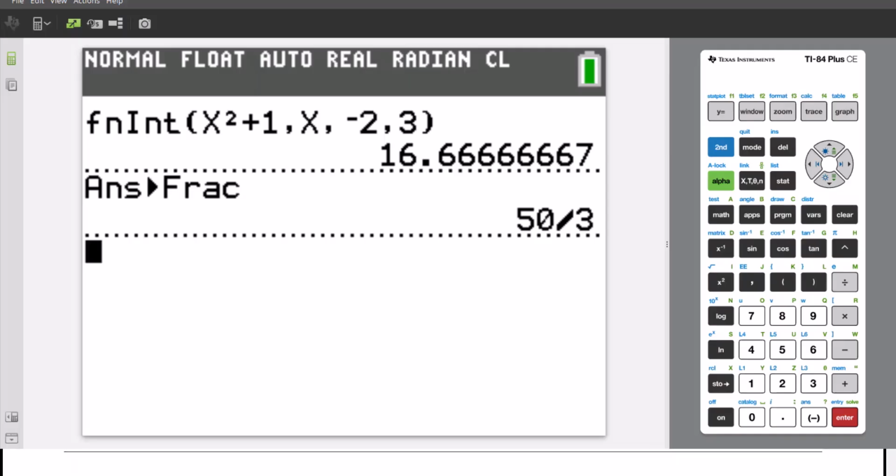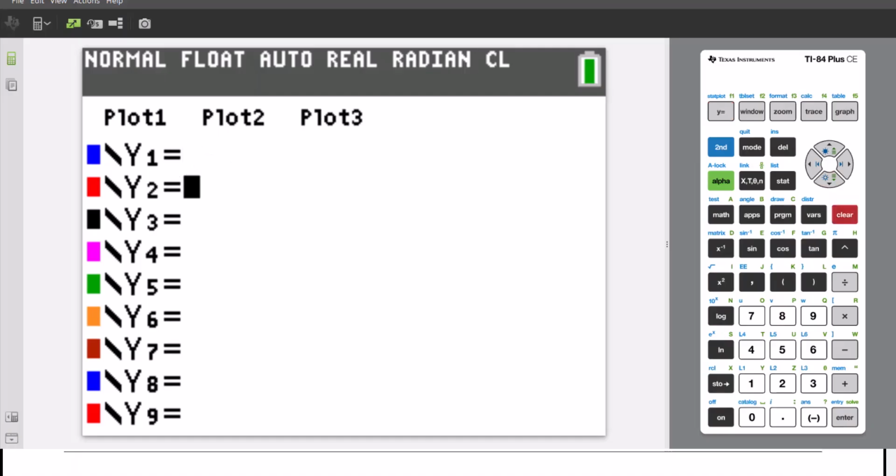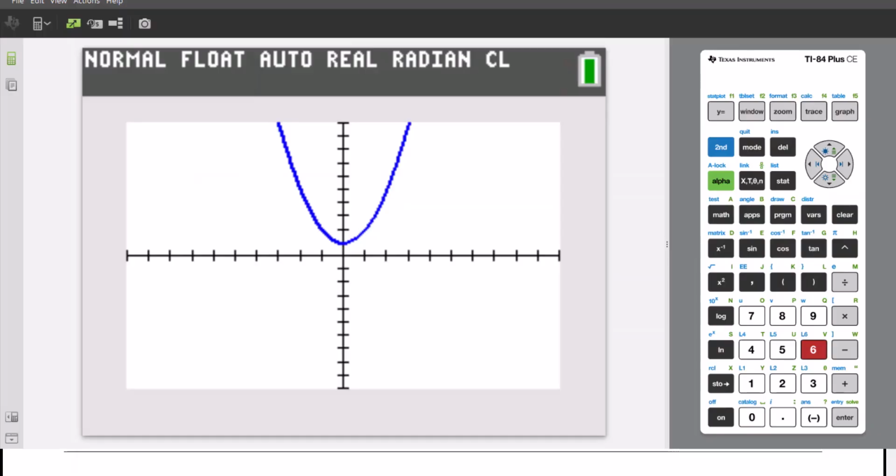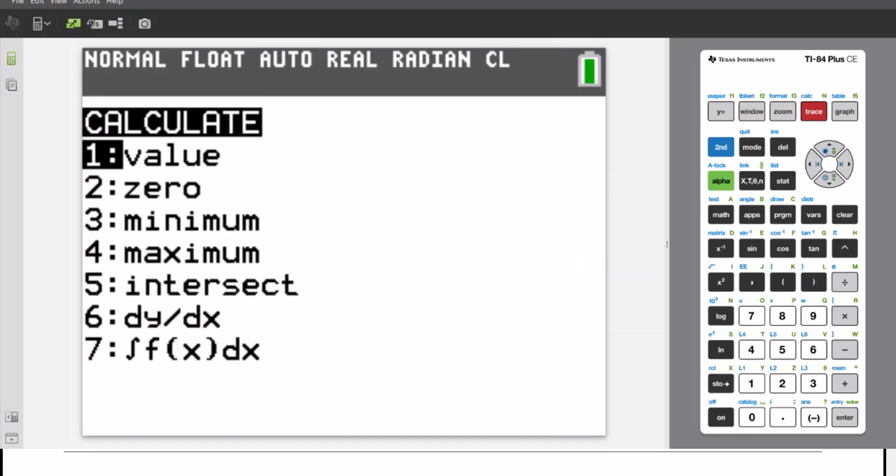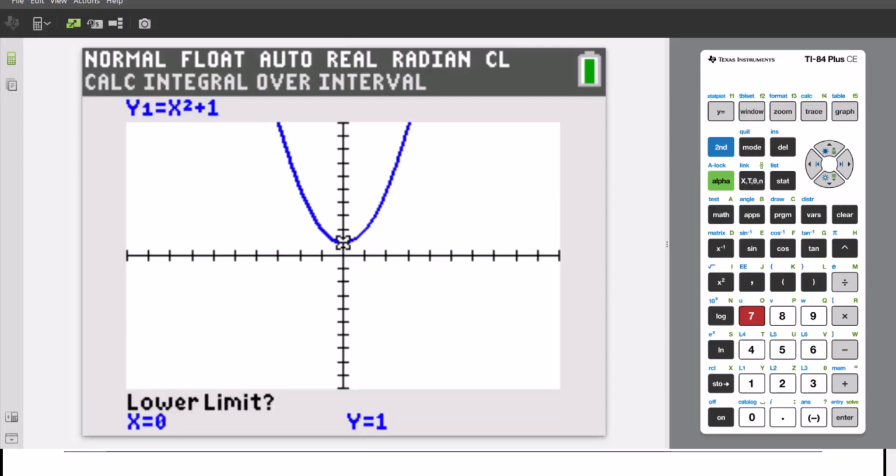The other option is to go to the y part of the screen and plug in x squared plus 1 into y1. Once you've done that, click zoom 6 to reset the window, and there's the parabola that we're talking about. And now we can click second trace to go into the calculate menu and choose option number 7, which is the integral option. The calculator is going to ask for the lower limit. This is -2 for us. So -2, hit enter. Then it's going to ask for the upper limit, which is 3 for us. So click 3, then enter.